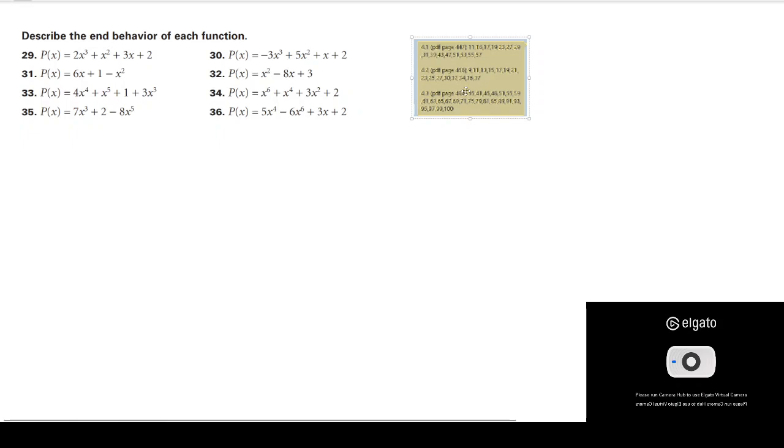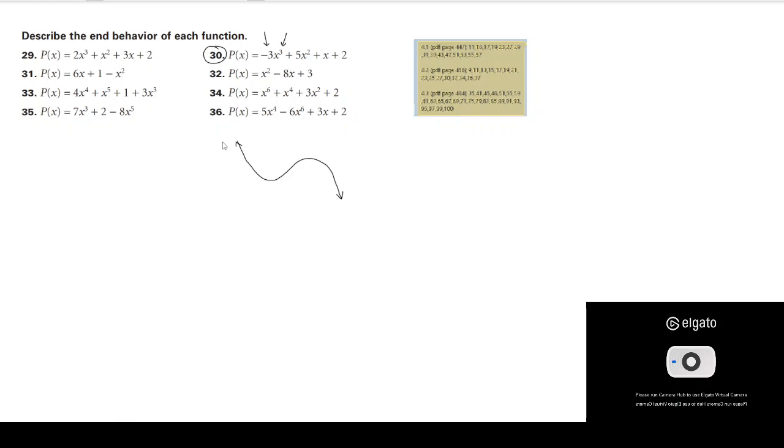Describe the end behavior of each function. This is quite simple. So you have to do 30 here. This one's got a power of 3, that's a cubic function, and the leading coefficient is negative. So your graph basically will look like this. Left hand goes up, right hand goes down.